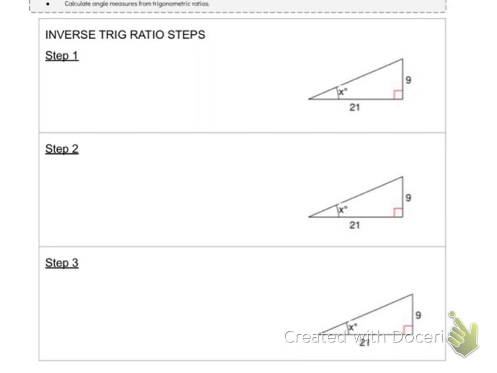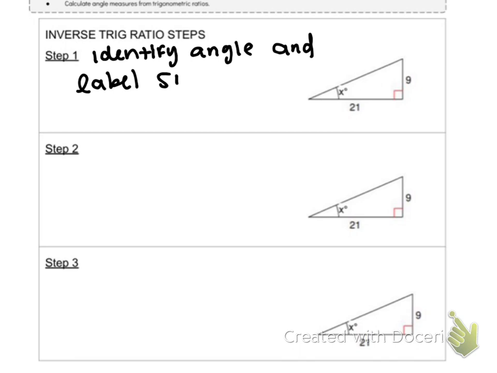Really, the only way that you're going to get those wrong is either A, you labeled something wrong, B, you picked the wrong trig ratio, or C, you put it in your calculator incorrectly, or maybe you left it in radian mode instead of changing it to degree mode. So let me show you how to do these questions. The first thing you're going to do is identify your missing angle and label your sides. The labels, remember, are H, O, and A.